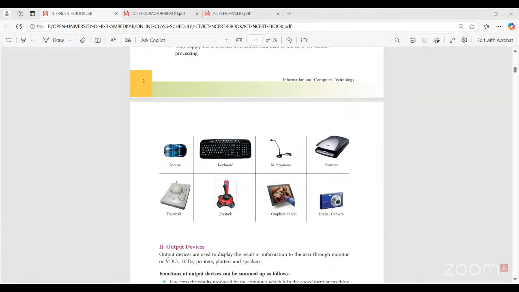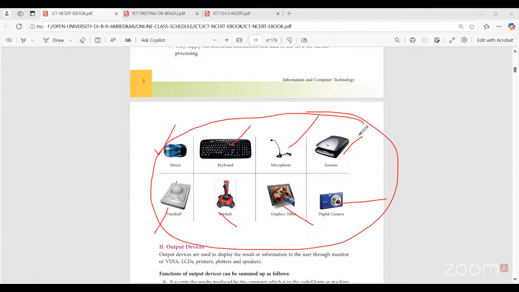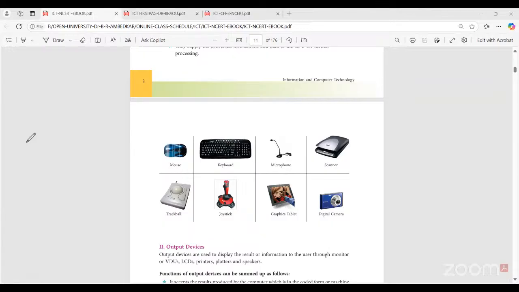Example devices are given here, but there are so many input devices. The mouse is one input device, the keyboard is one, and there are also the microphone, scanner, camera, graphic tablet, joystick, and trackball. These are the kinds of input devices we connect to the computer. What kind of activity you perform depends on the functionality of the device.